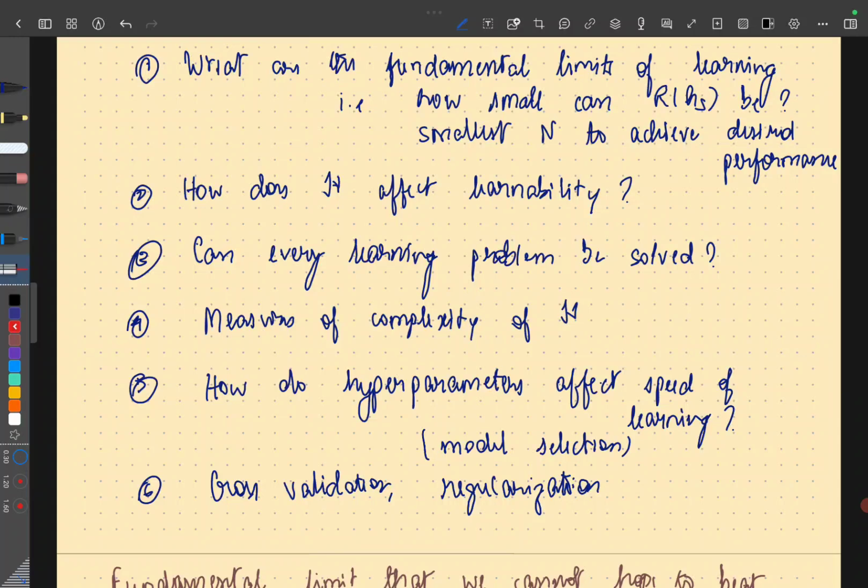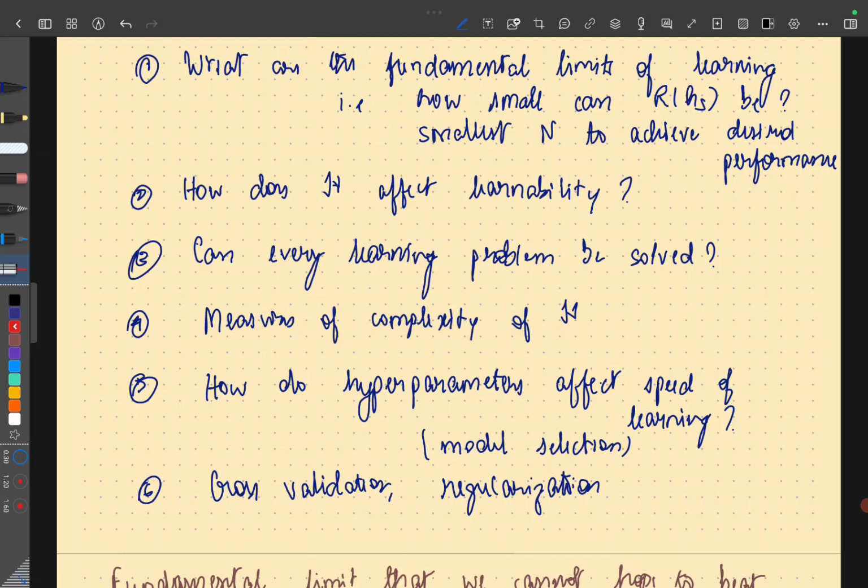But in any case, we'll try to study certain measures of complexity of H given two hypothesis classes. How do you say one is more complex than the other? When I say more complex than the other, it means that you need more samples, more data points, to achieve the same level of performance compared to the other.